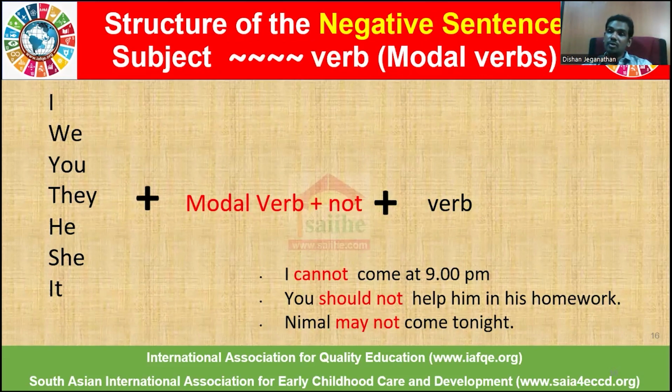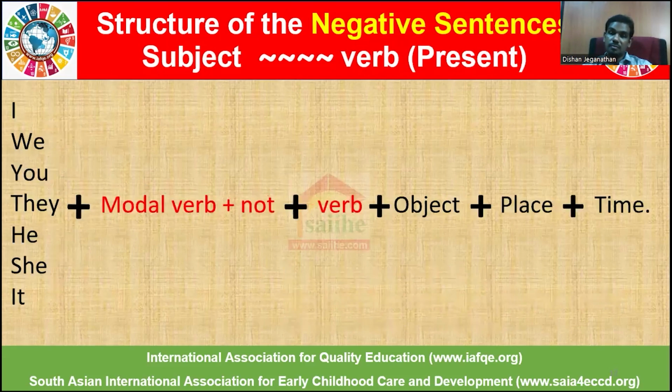You could also make use of contracted forms, which we have seen in our previous lessons. So it could be, I can't come at 9 p.m. You shouldn't help him in his homework. Nimal mayn't come tonight. The structure, I repeat: subject, modal verb plus not, followed by the main verb, and object, place, and time.